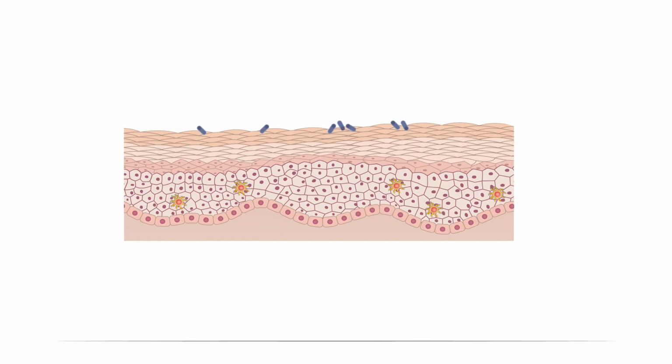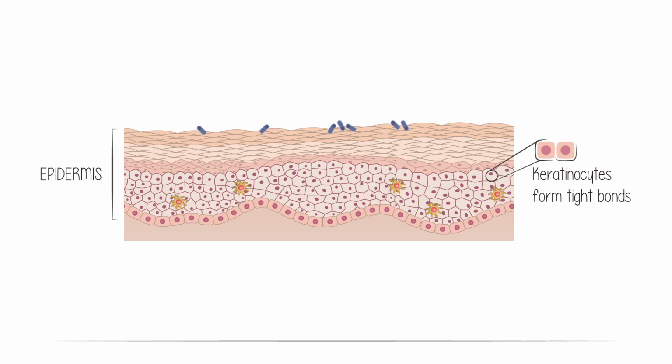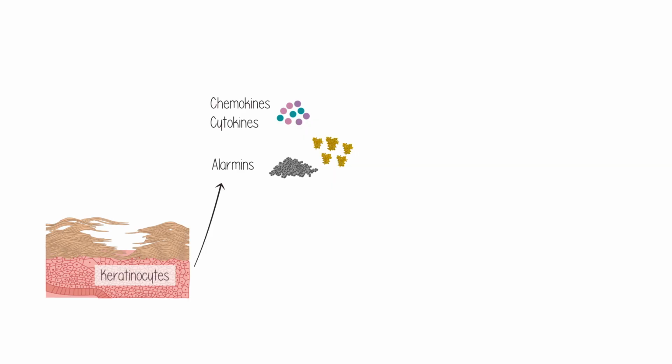First, we'll look at the skin's outer layer, the epidermis, which includes sublayers and is composed predominantly of keratinocytes. Under normal conditions, keratinocytes play a key role in maintaining barrier integrity and providing structural support by forming tight bonds with other keratinocytes in the epidermis. While keratinocytes are relatively quiescent at steady state, they can release large amounts of chemokines and cytokines, including alarmins like TSLP and IL-33, in response to barrier disruption.